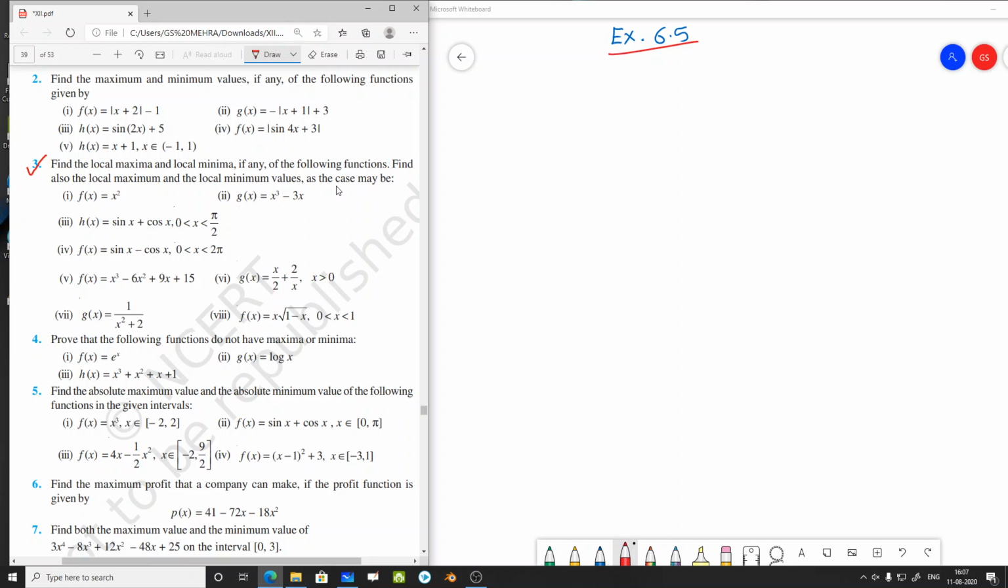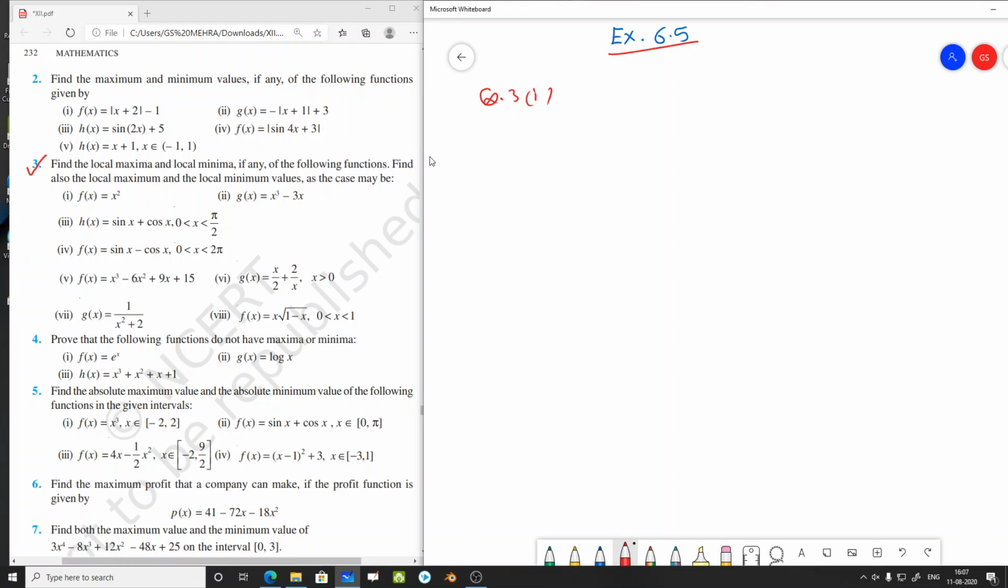Here in this question number 3, the method is not given, so we can use the first derivative test or the second derivative test. In the first part, we will be using the first derivative test. So f(x) equal to x square. The first step is to find the derivative of f(x). So f dash x will be equal to 2x, and then putting f dash x equal to 0 implies 2x equal to 0, therefore x equal to 0.